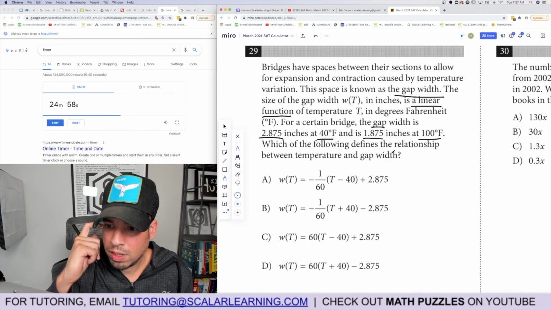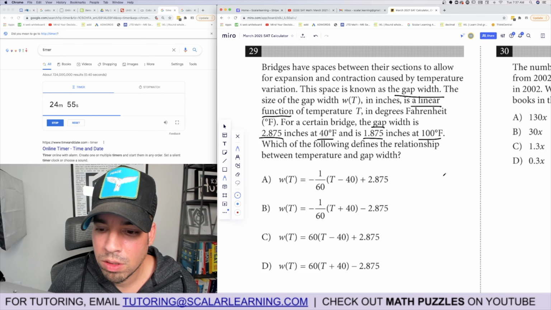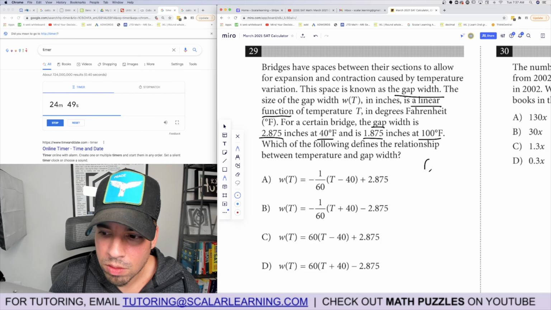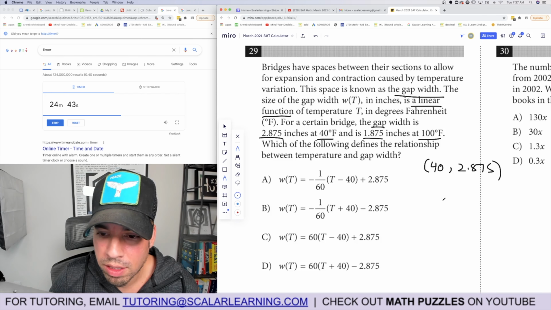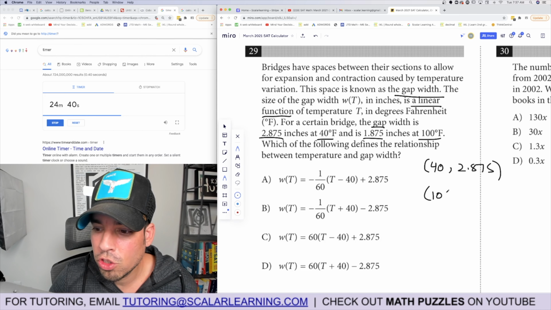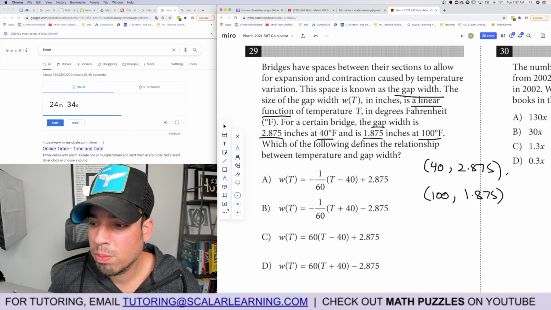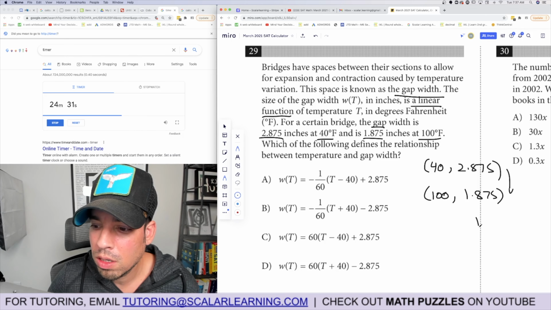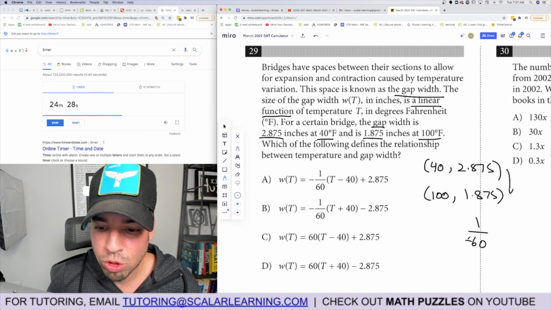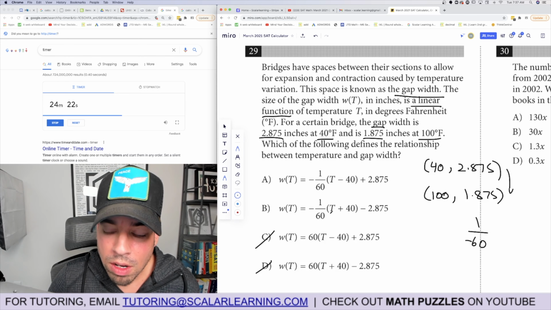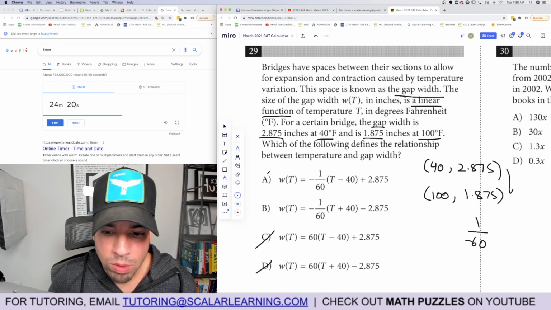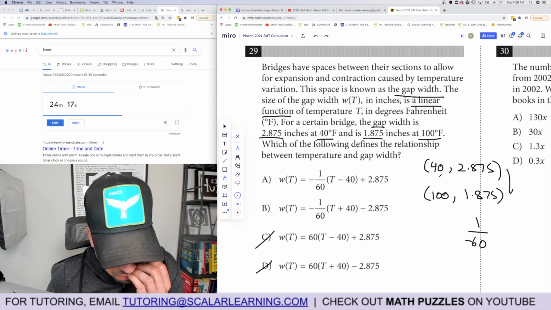Okay. We have to plug and chug here. Oh, wait. No, we don't. We've got two coordinates. So the temperature is the x, 2.875 is the y, or the width. And then this one is 100, 1.875. Okay, and I can calculate the slope by just subtracting down, right? This minus this is 1 over that minus that is negative 60. So the slope should be negative 1/60th. So these guys are out. That has the slope upside down. And why did I choose the gap width to be the y? Because look how they set it up. So the slope has got to be in that format.